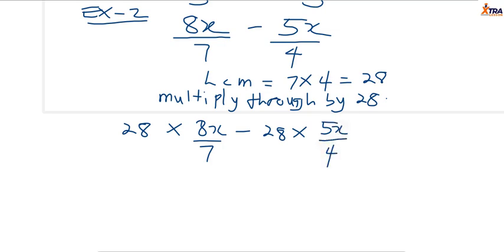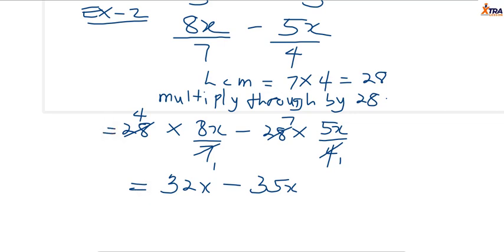In doing that, you have 7 and 4. 4 times 8 will give you 32x. In the same vein here, you have 4 and 7. 7 times 5 will give us 35x. That's 7 times 5x. Now you can see that we can simplify this expression. So 32 minus 35 will give us minus 3x. That will be the final answer.